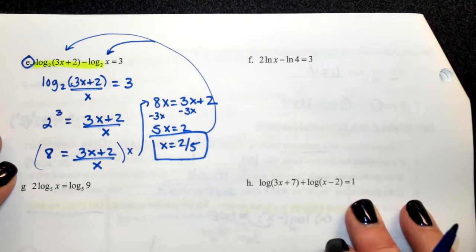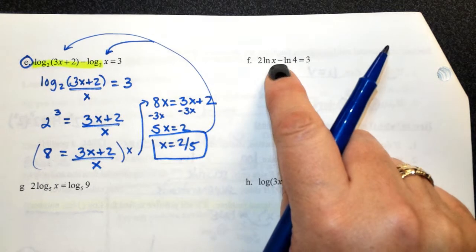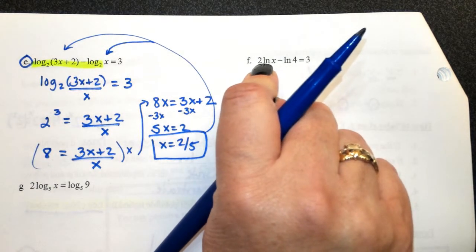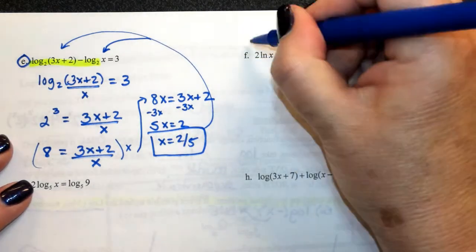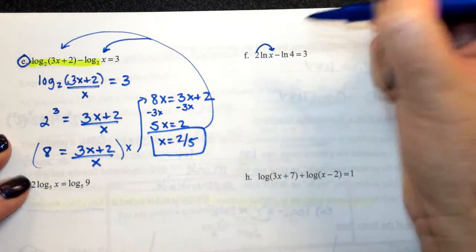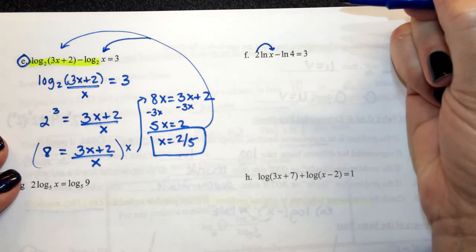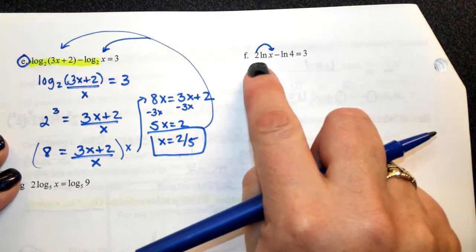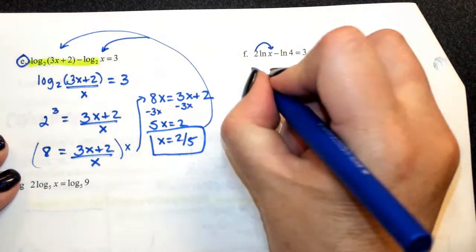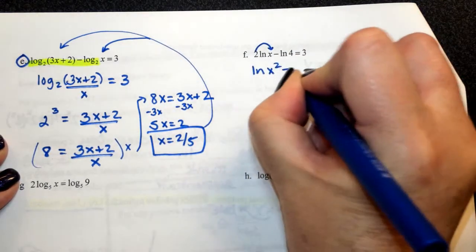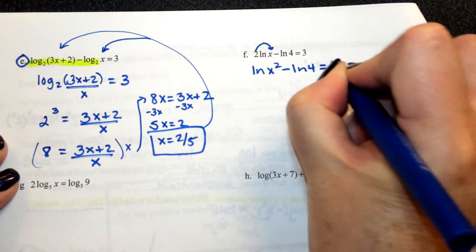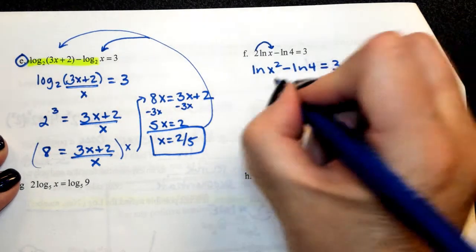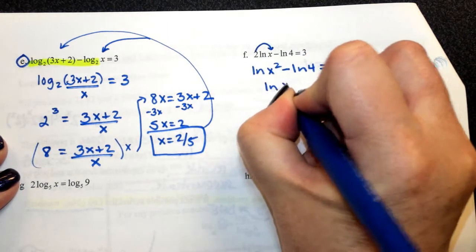Look at F. Before I smush this together, what do we have to do with this 2 that's in the front? I have to take this 2 and move it to become the exponent for x. So before you bring it together through the division, make sure you move the coefficients back to the powers. So I have the natural log of x squared minus the natural log of 4 is equal to 3. Now I can condense this through division.